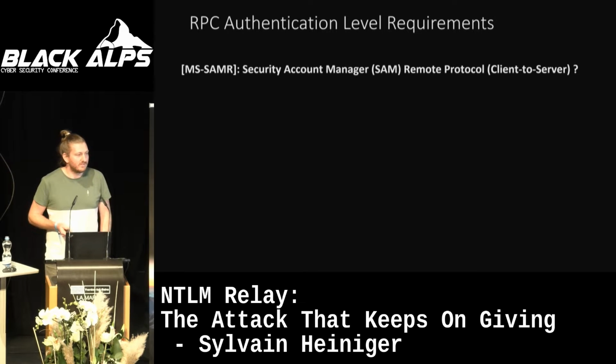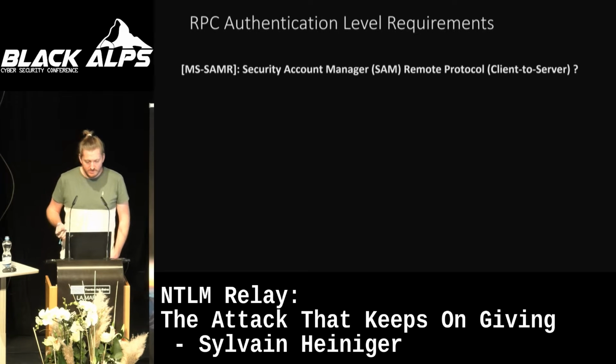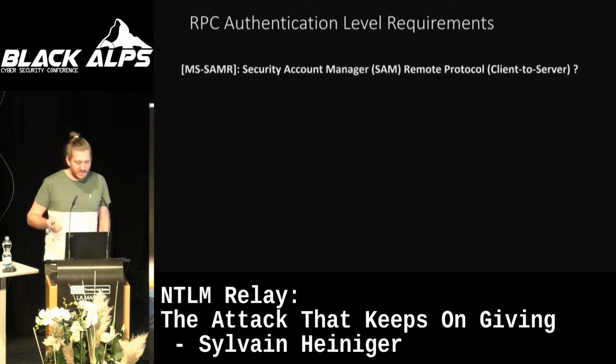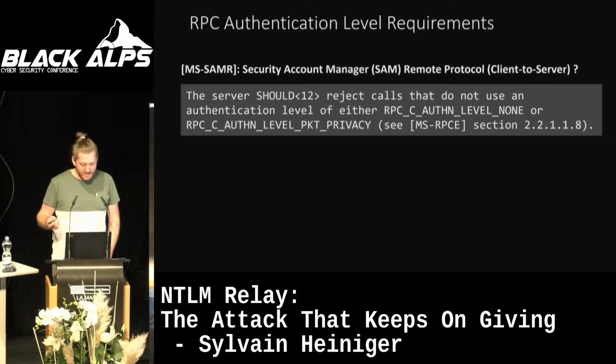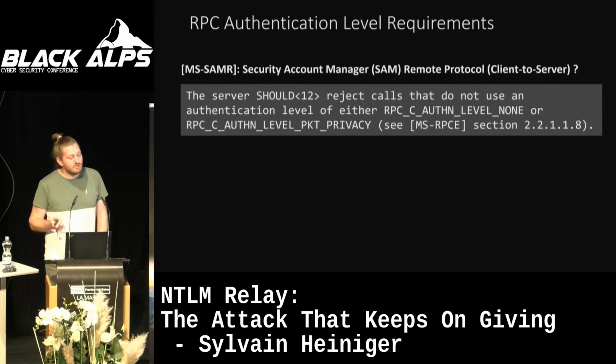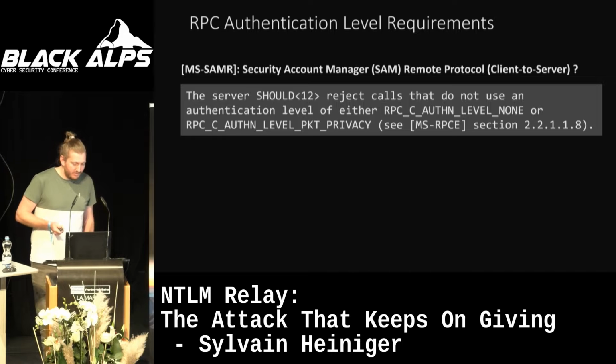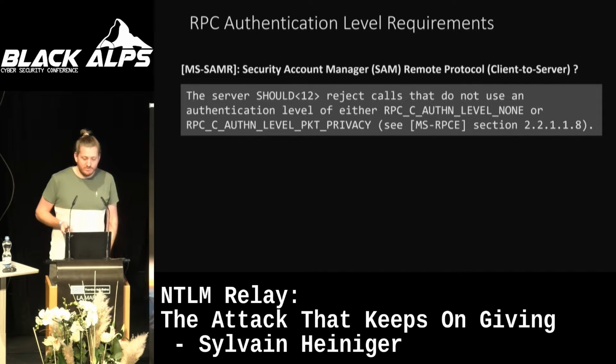This allows you to access credentials on a remote machine or create new accounts, etc. So this is what's used when you do a net.exe on a Windows machine. Basically, I went through the Windows documentation, which is a bit painful, but actually not so bad. If you go to the documentation, you find out that the server should reject calls that do not use an authentication level of either none or packet privacy.